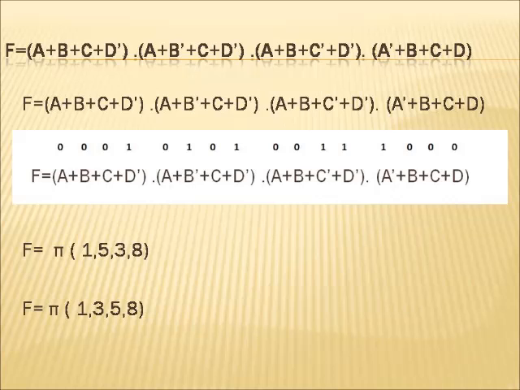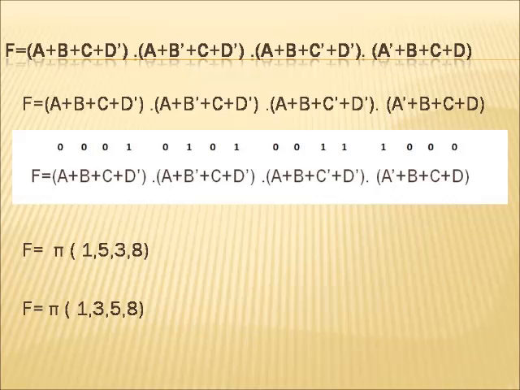So a plus b plus c plus d bar can be written as, I am writing the binary values above the expression, 0 0 0 1 for the first term. The second term is a plus b bar plus c plus d bar, so I can write it as 0 1 0 1. Then the third term is a plus b plus c bar plus d bar, which is equal to 0 0 1 1, and the last term is a bar plus b plus c plus d, which is equal to 1 0 0 0.